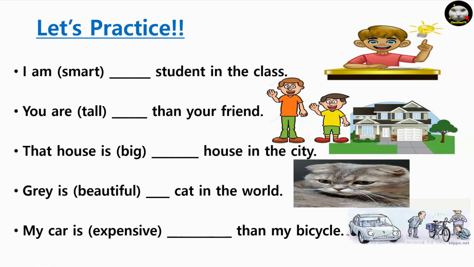Now, step 2, we look at the adjective. Is the adjective a small word or a big word? How many syllables does it have? Adjective smart is 1 syllable. So we're going to apply rule number 1. And so I am, superlative, the smartest student in the class. I am the smartest student in the class.